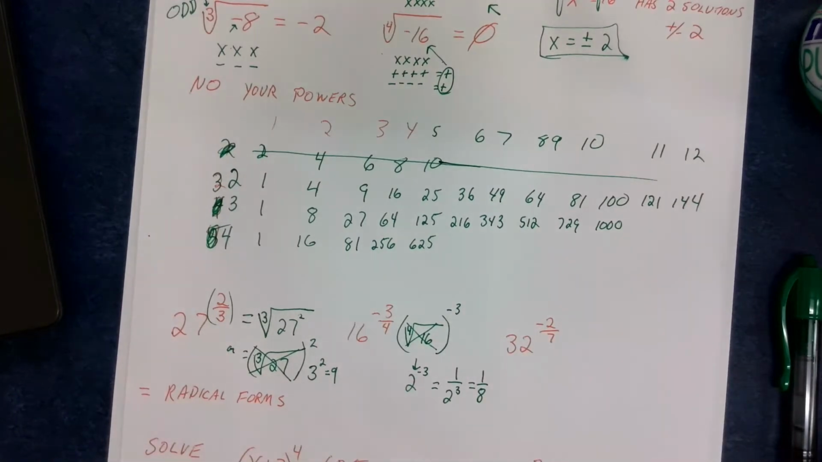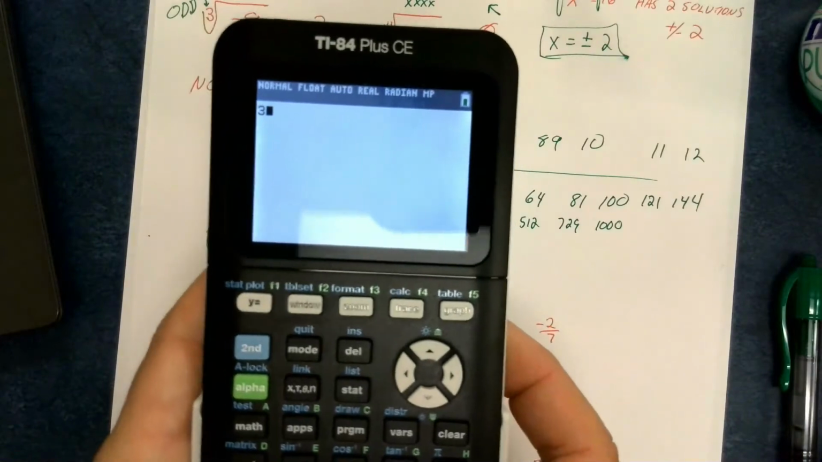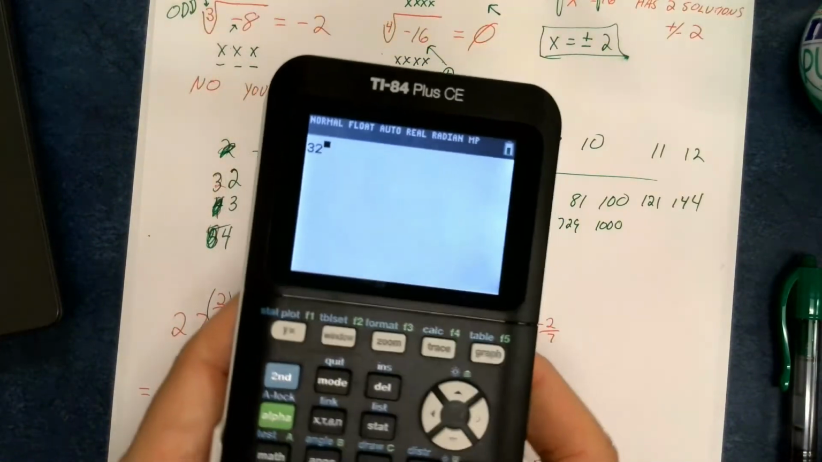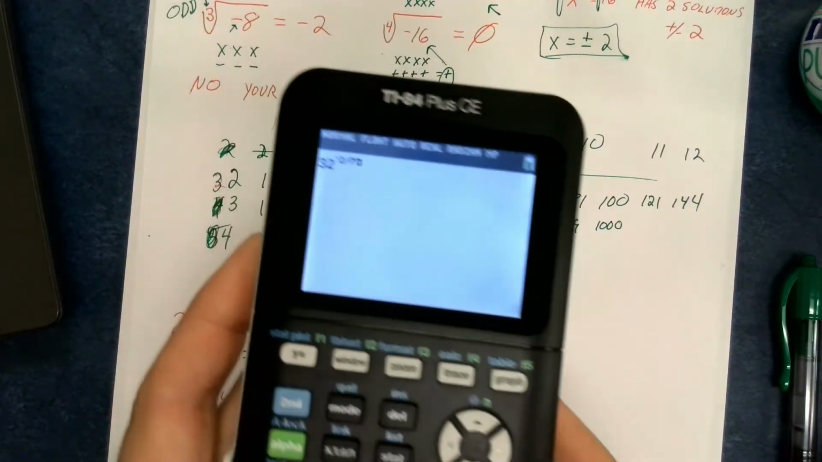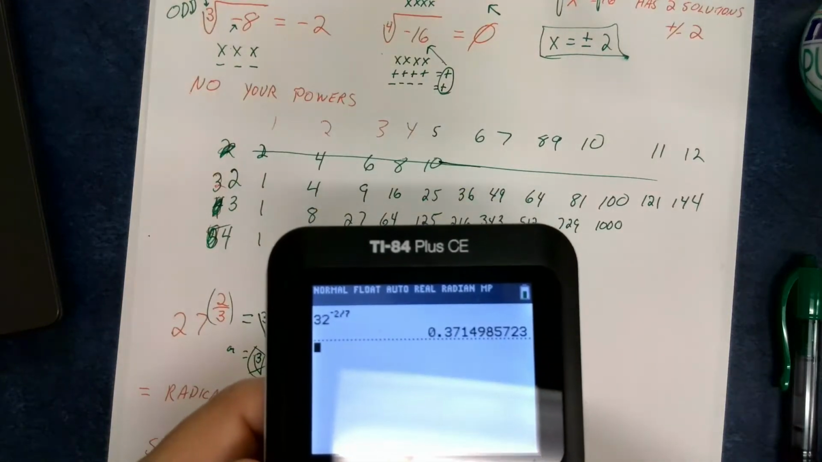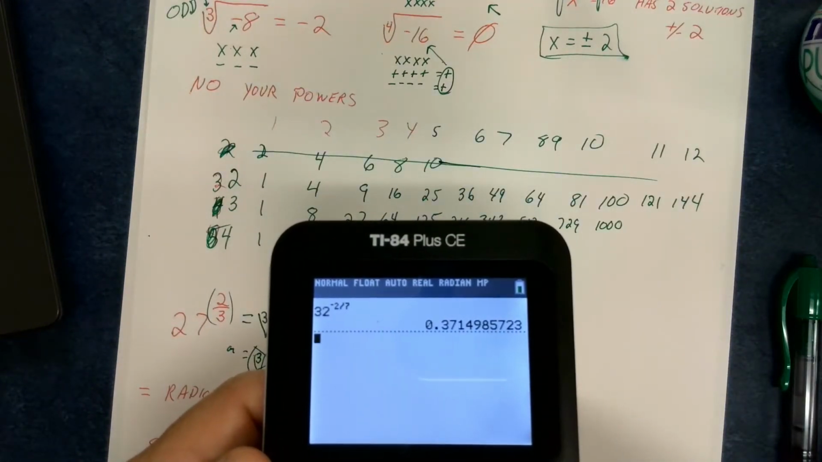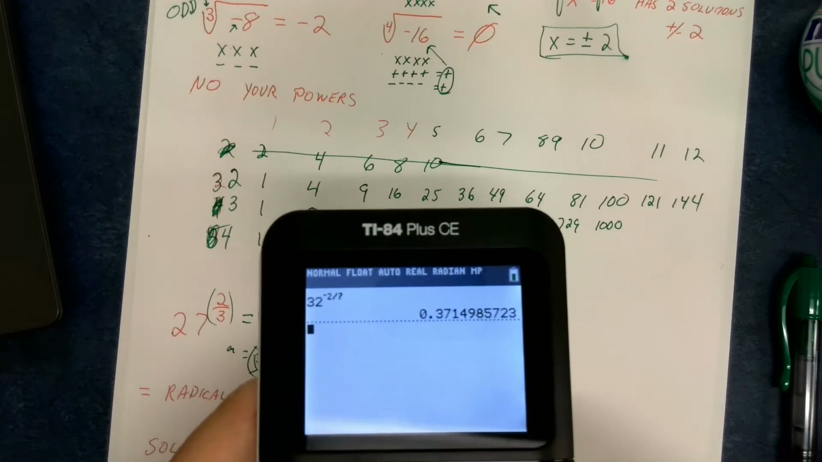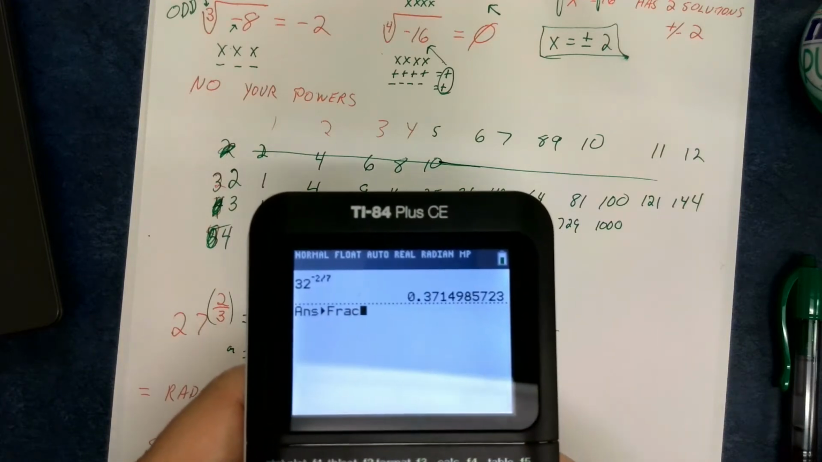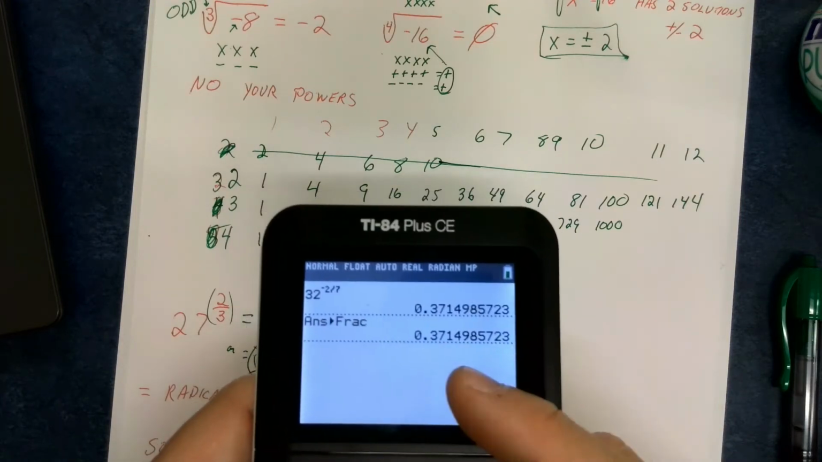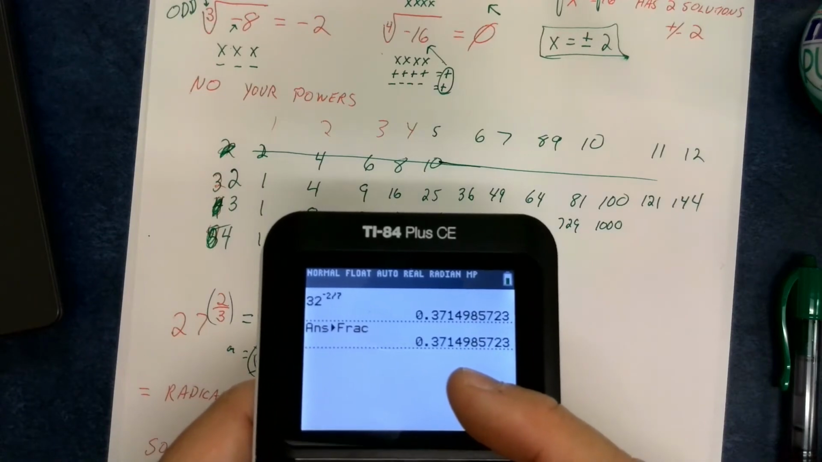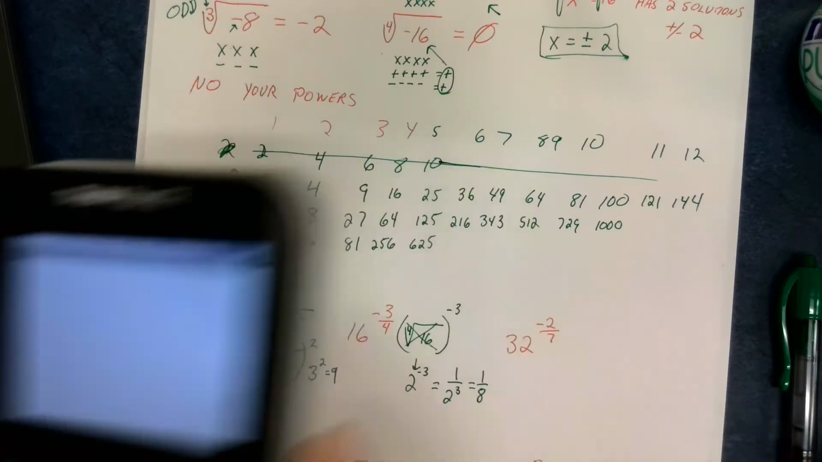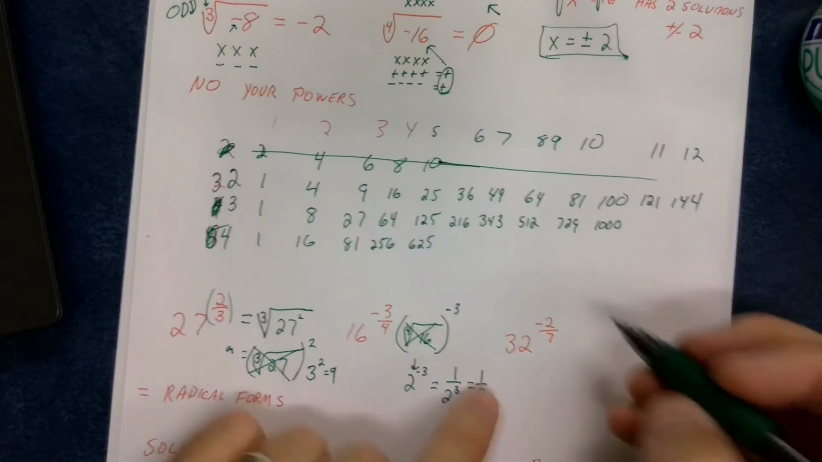Let's go to this one. 32 to the negative 2/7. So I'm going to go 32, raised to the negative 2/7, and I get that. Ooh, that doesn't look very pretty, does it? Awesome. So I'm going to do math frac and see if that changes it. And it says nope, there's no nice fraction for that crazy decimal. Good deal.